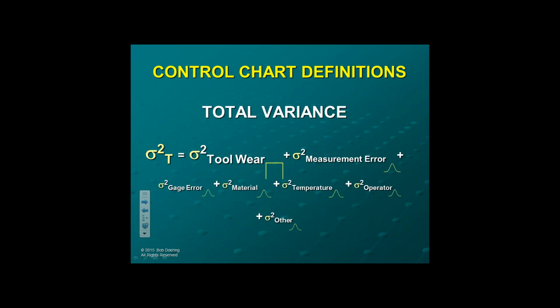Now let's also take a look at this. Once again, the tool wear is a key component of the total variance equation that we're trying to control. However, the trend chart ignores it and looks at everything else. Well, if it's the major variance, why would we ignore it and look at everything else? That's not really of any importance to what we're trying to do to control the process.